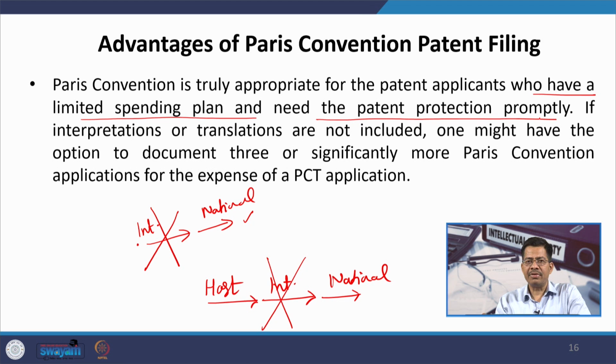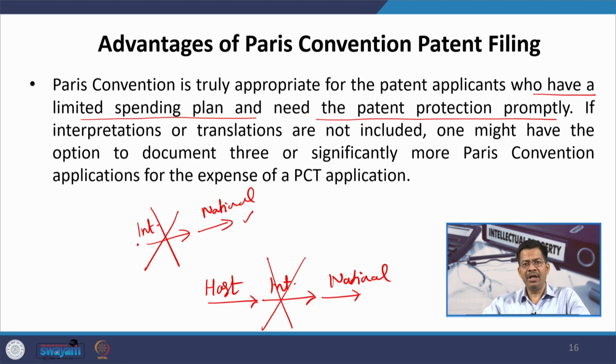So, that saves time, and because I want to protect only in one or two countries, there is no need of PCT kind of issues. But if I want to go for more countries, PCT is certainly advisable. So, Paris Convention and PCT you can compare on the basis of the number of countries where you want to protect your IP. The more countries you want to protect, certainly PCT is advisable. If you want to protect in a limited number of countries, you can go for Paris Convention.